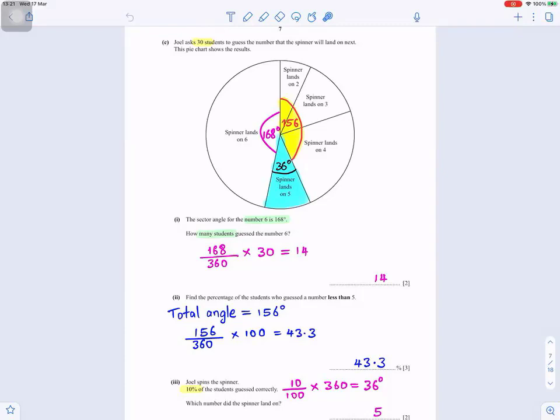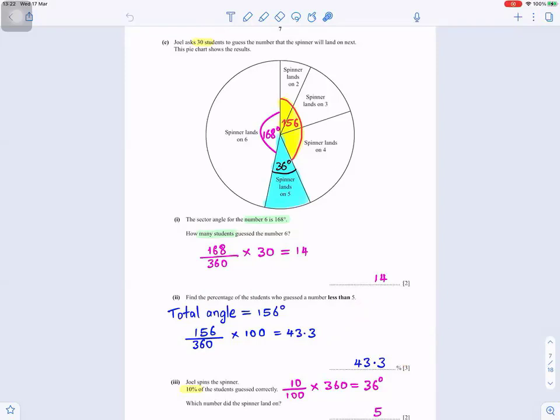Part 2, find the percentage of the students who guess a number less than 5. The numbers which are less than 5, the total angle you measure is 156 degrees. I put it there in yellow. Use your protractor. So it's the angle 156 divided by 360 times 100, because we want to change it to a percentage. That gives you 43.3%.